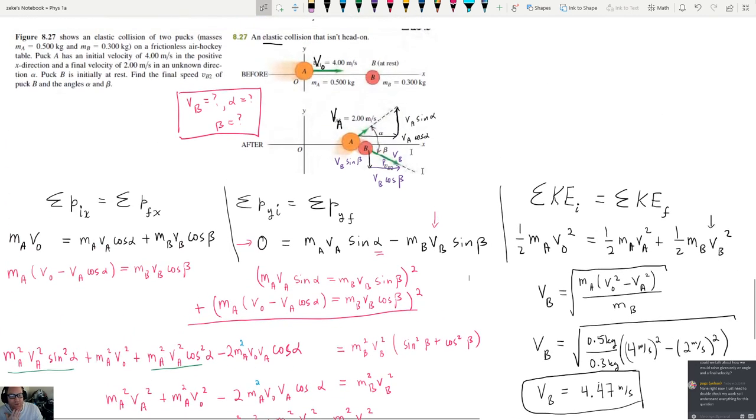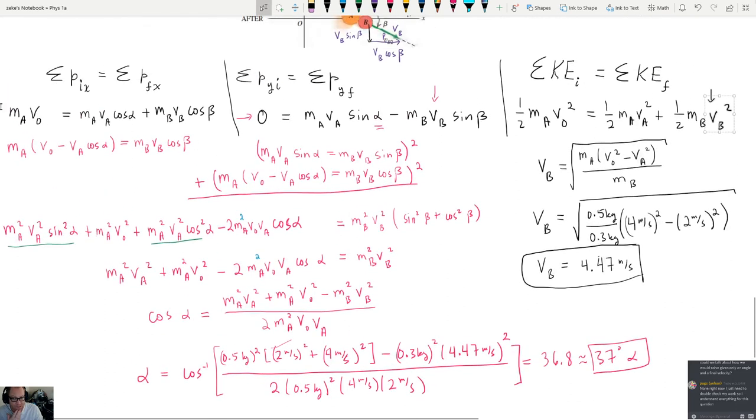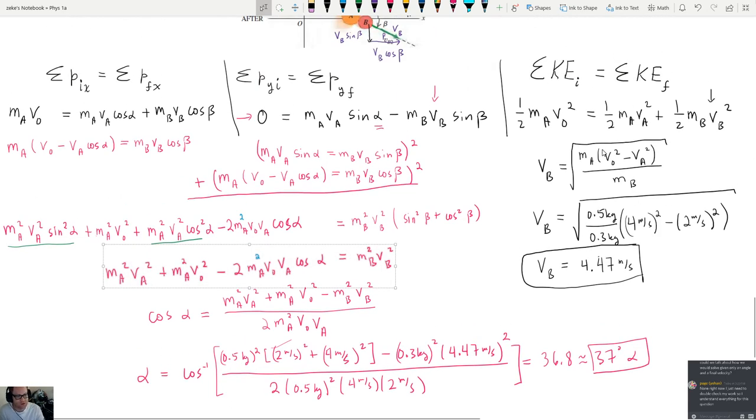So if you're only given the angle instead of the final velocity, then both VA and VB would be unknown. But you would know the angle. So I'm pretty sure you could do everything that we just did, except the difference would be that cosine alpha would be your known. You would know this one. You would not know VA, though. So what would happen is when you got to like this line right here, you would go through the same process. You wouldn't really use the kinetic energy conservation equation. You would just use these two, I believe. And then when you got to this line right here, your only unknown would be VA.